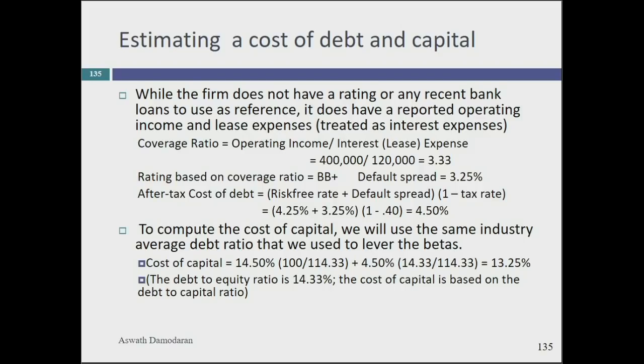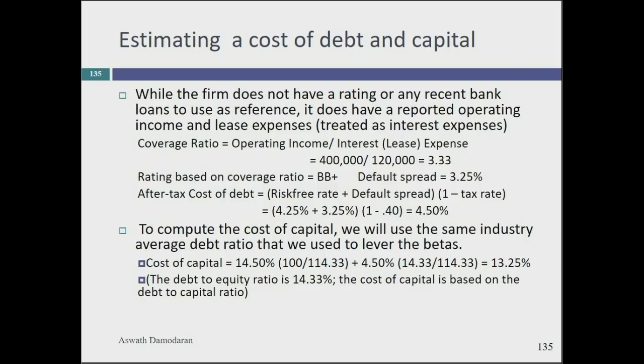Now let's look at the cost of debt. For publicly traded companies, one of the luxuries you have is you can cheat. You can look at the rating for the company. With private businesses, you will never find a rating. But remember, even with public companies that did not have ratings, there was a way we estimated cost of debt, which is we looked at interest coverage ratios and ratings that come out of it. I took the interest coverage ratio for this company and used it to come up with a rating of BB+. The default spread I got was 3.25%. Added to the risk-free rate, I get a cost of debt of 7.5%.